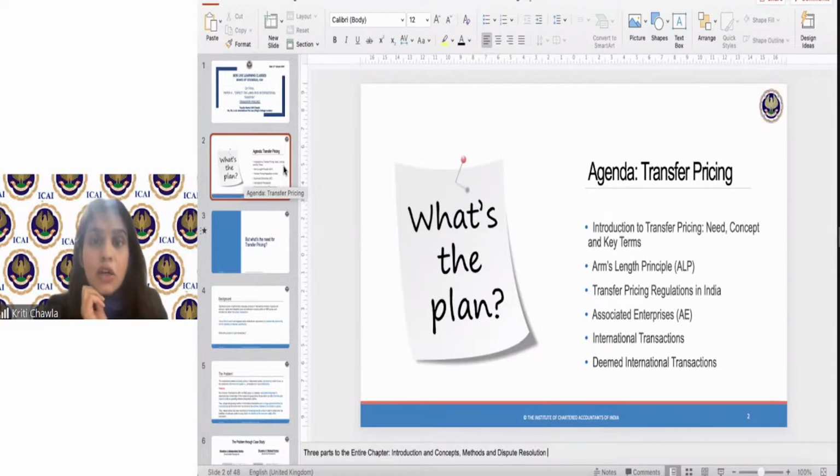Then we'll discuss Section 92B, which is what an international transaction is. And then there's another concept called deemed international transaction that we will be discussing. So that's all that we have for today. It's very basic and introductory, which is what we have for today.